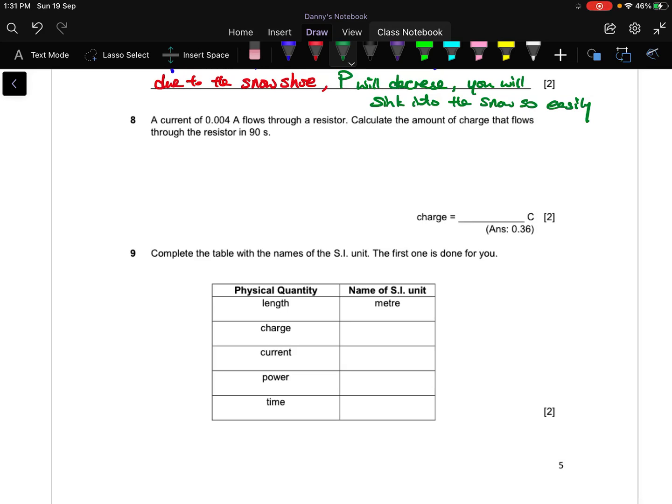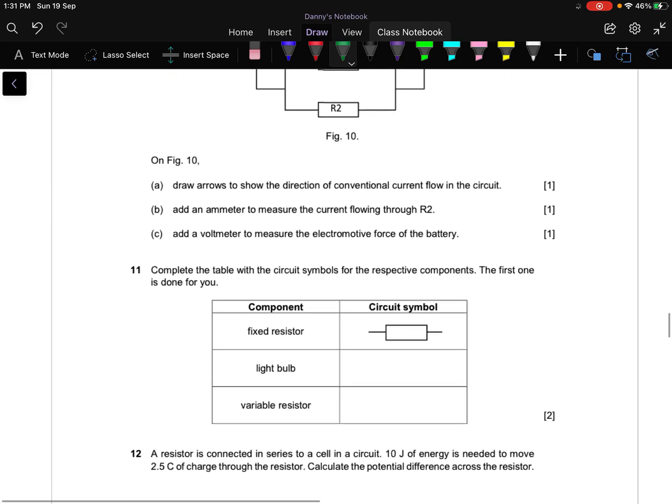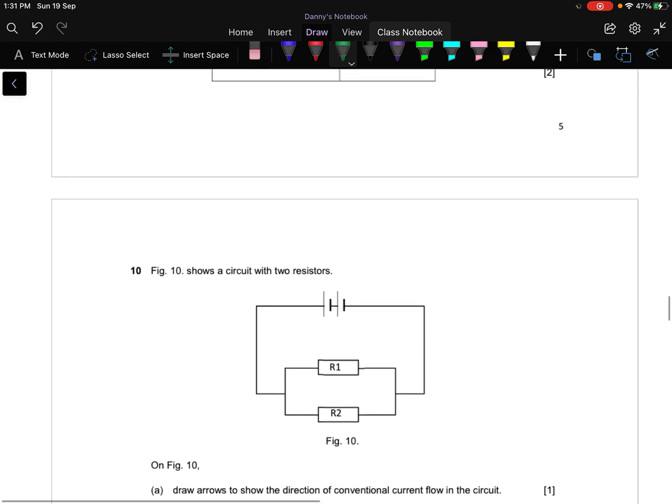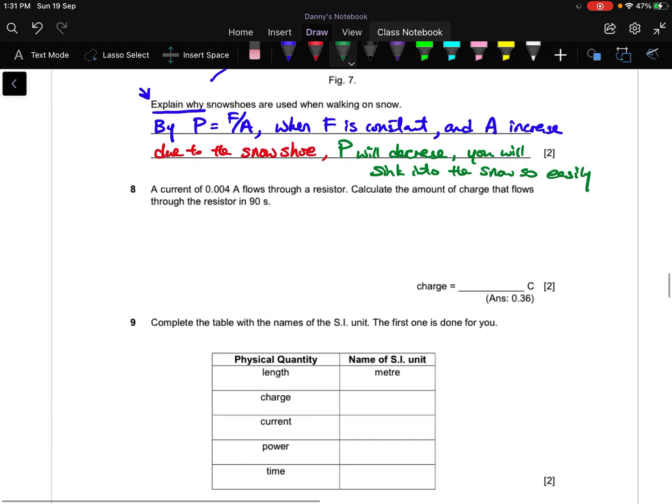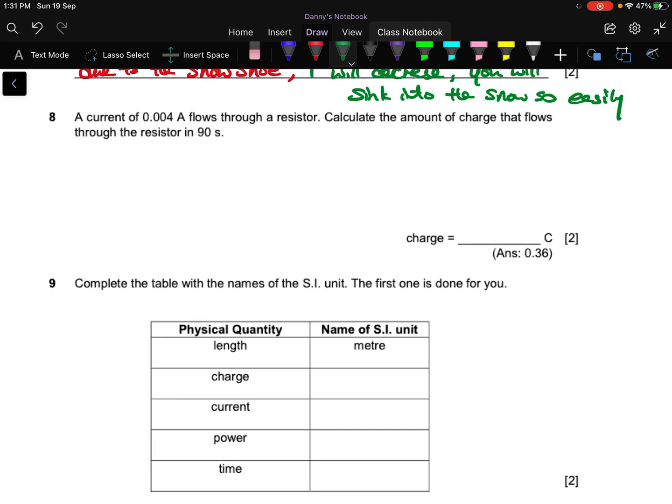Okay, in this video, I will be going through question 8 all the way to question 12, because most of them are related to electricity.